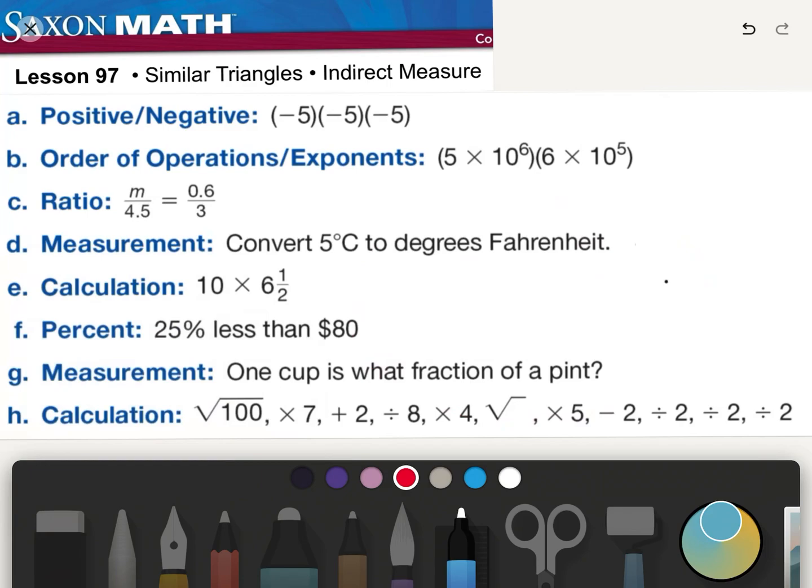Measurement, 1 cup is what fraction of a pint? That's 1/2. A cup is 1/2 of a pint. Good talk.